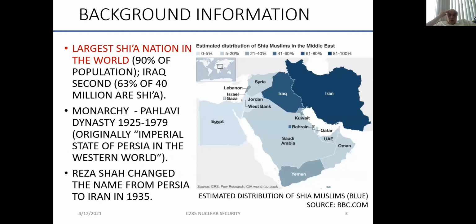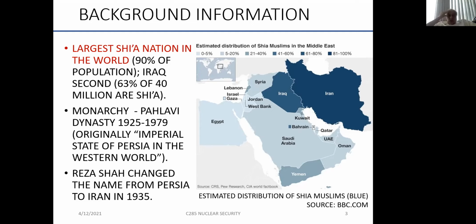Iran, of course, notably is the largest Shia nation in the world. 90% of its population is Shia, which means that they adhere to the religious view that only blood relatives of Muhammad can succeed as the leader of the Shia community. Iraq is now the second largest in the Shia world. 63% of the 40 million Iraqis are Shia.